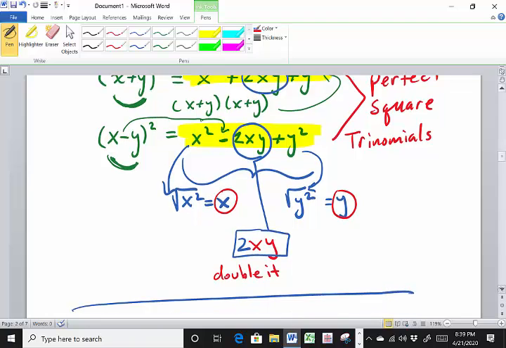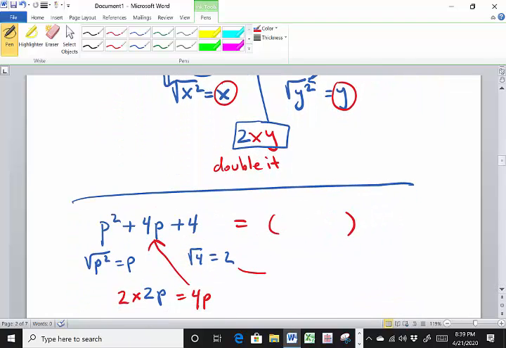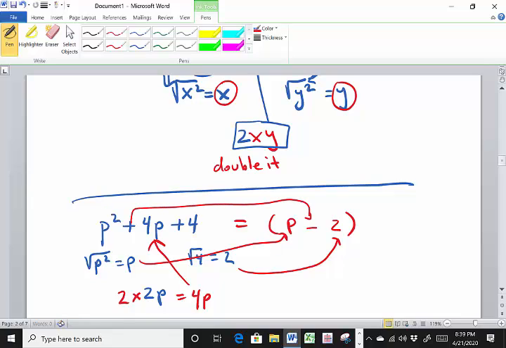So let's do it over here. This goes here, 2. This p goes here, and then you just use the sign, it's plus. And then you put your square on it, and you're done. That's a perfect square trinomial factored right here.